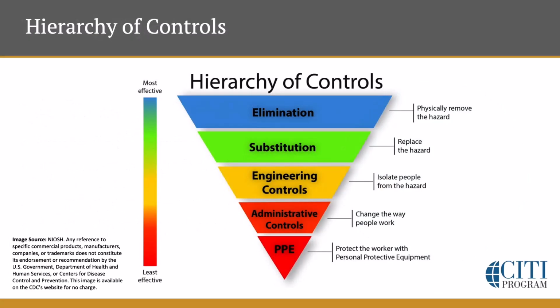So this is from NIOSH, right? So what this means is, from top to bottom, you start from the top and keep going to the bottom, and the most effective is on the top and the least effective is at the bottom. So the first step when you're trying to minimize or reduce the risk is to eliminate the risk, physically remove the risk, right?